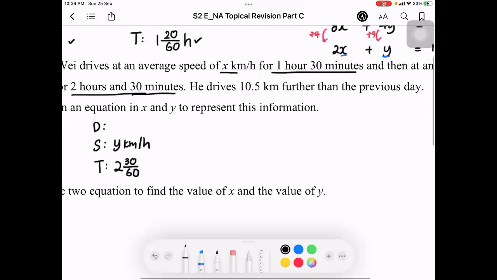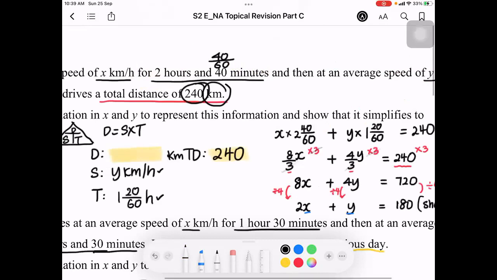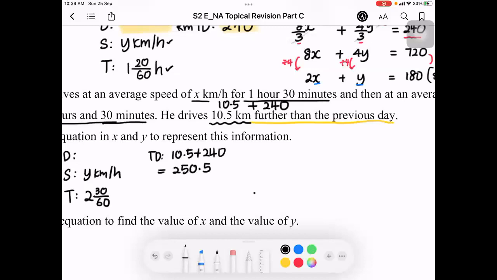Then in this case, the next part, I want the total distance. This question says he drives 10.5 kilometers further than the previous day. The previous day he drove how much? Oh, 240. That means he drives this one further, so I add 10.5. 10.5 plus 240 equals 250.5. Am I right? Okay, so this is the total distance.